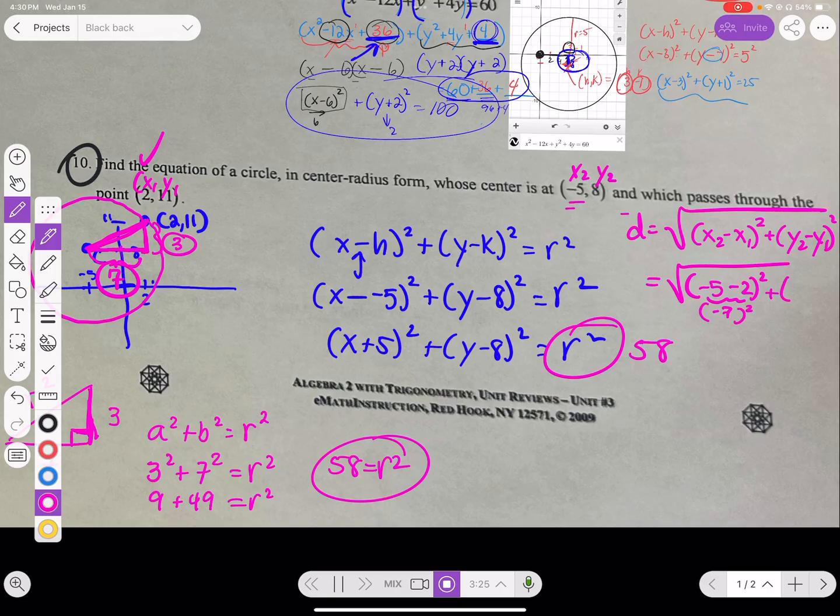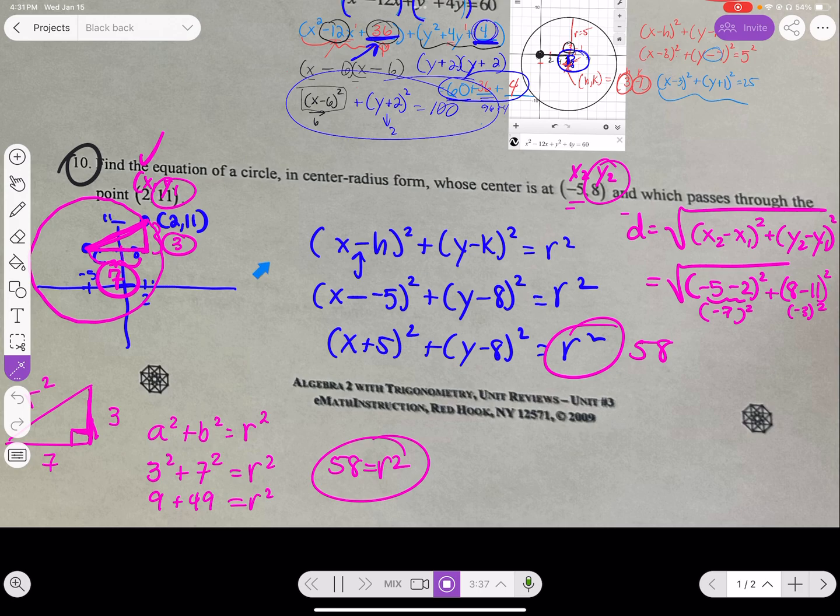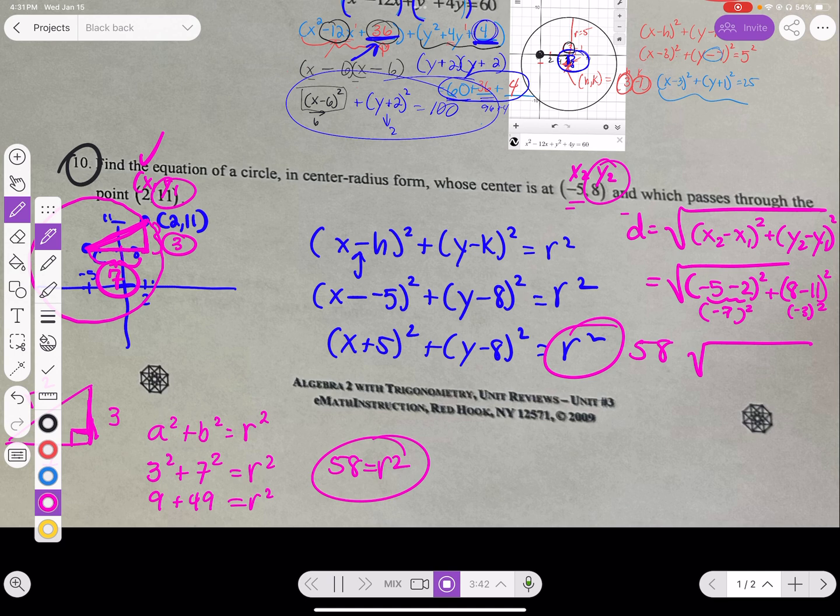Now I got to do my y subtraction. So I go y2, which is 8. And I subtract off y1, which is 11. Oh my goodness, 8 minus 11 is a negative 3. And I square it. Yeah, it's 3 long. That's how tall this triangle is. That's all the distance formula does, is it finds the distance between those 2 points in a triangle. So I square my negative 7, but it becomes positive. I square negative 3, but it becomes positive 9, negative 3 times negative 3, and I get the square root of 58.